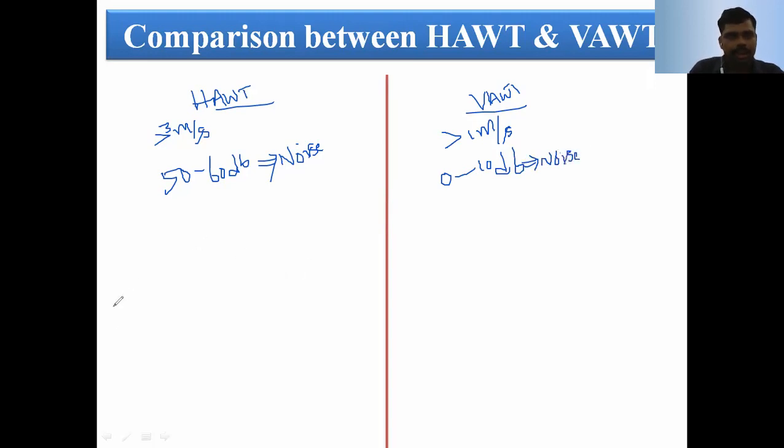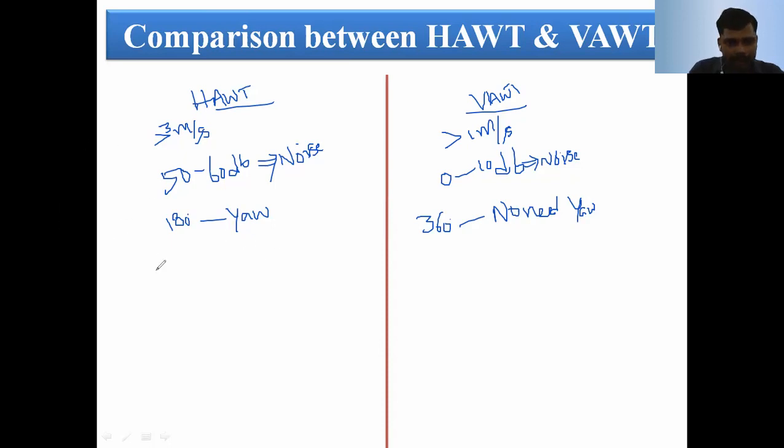Another one, here it is rotating for only 180-degree direction. Due to that, yaw control and yaw mechanism is required. In vertical axis windmill, it is rotating for 360-degree direction. No need for yaw control and then yaw mechanism.